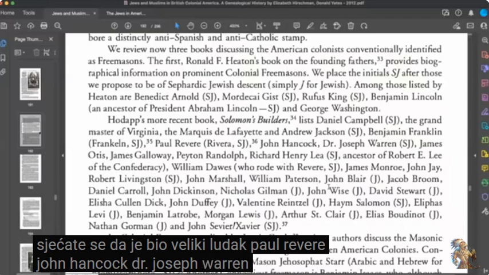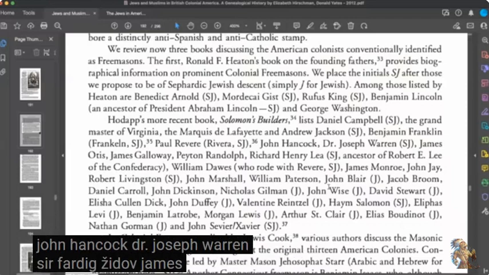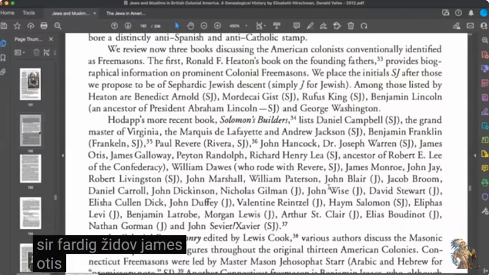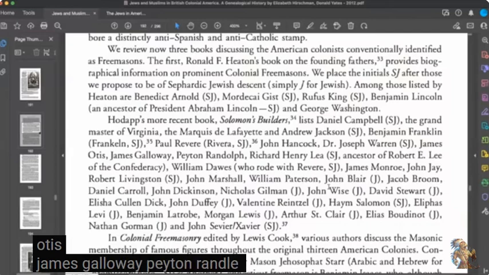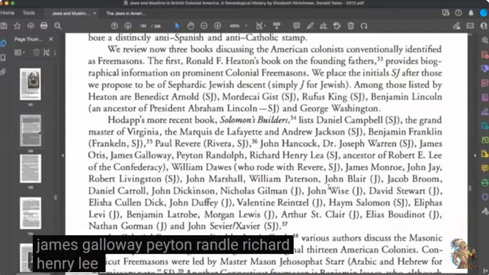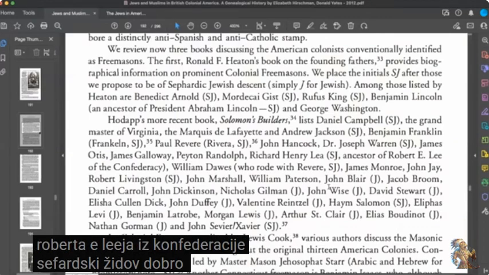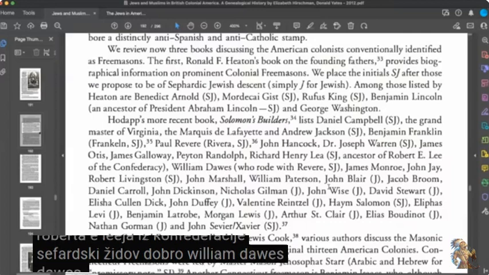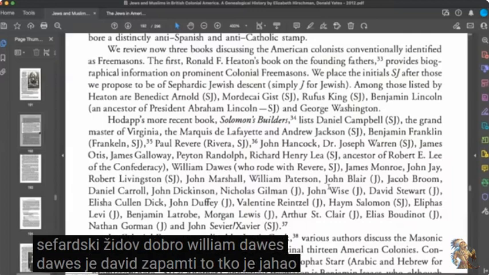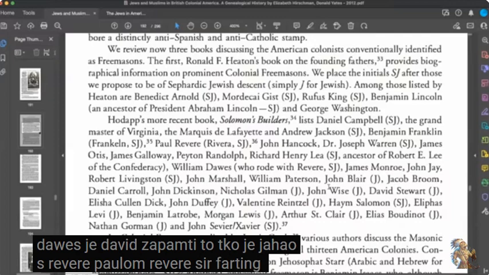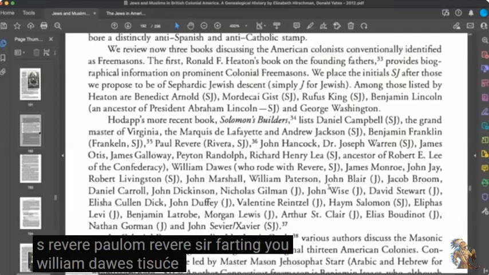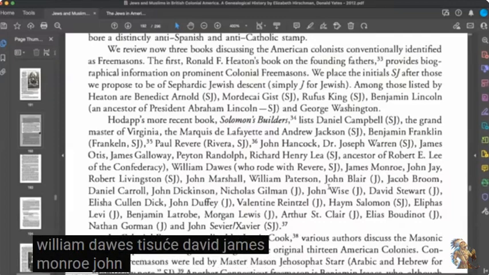Joseph Warren, Sephardic Jew, James Otis, James Galloway, Peyton Randolph, Richard Henry Lee, Sephardic Jew, ancestor of Robert E. Lee of the Confederacy, Sephardic Jew, okay? William Dawes. Dawes is David, remember that, who rode with Revere, Paul Revere, Sephardic Jew, William Dawes. Dawes is David. James Monroe, John J.